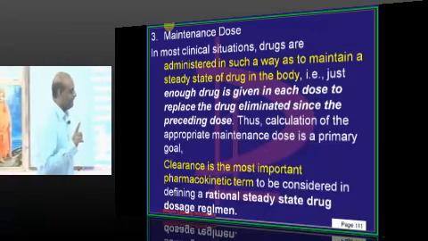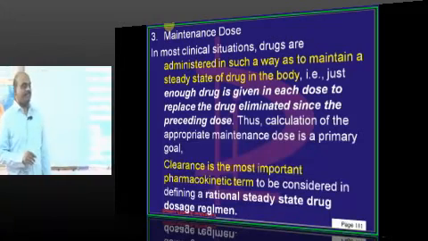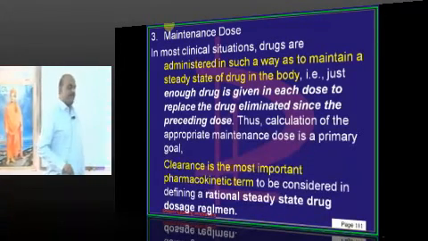Maintenance dose is not like that. It depends on the clearance, is what needs to be remembered.